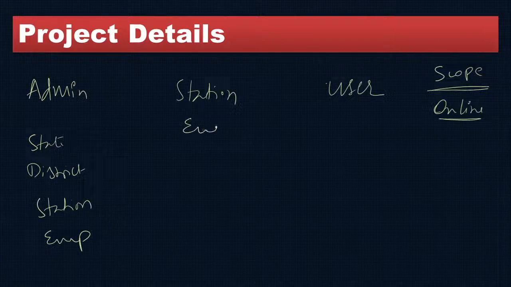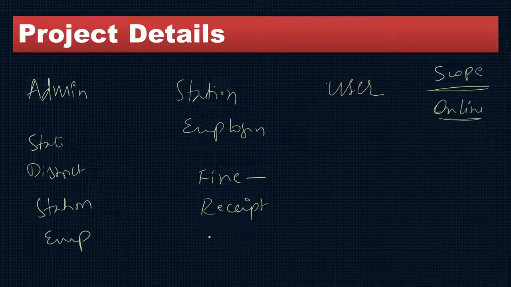Then the employee can log in here. They go to the main page. Here they can enter the vehicle fine, that is, they can raise the fine. And they can collect the receipt also. If people are paying money, they can collect the receipt. And here they can see the fine list, the fines they raised. Receipt list also they can view. We need to provide these options.